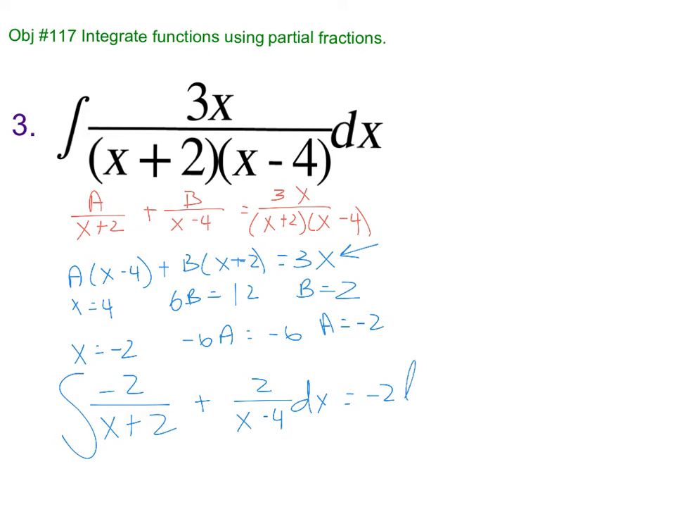Antiderivative: negative 2 ln of (x plus 2) plus 2 ln of (x minus 4) plus C. And you actually can put that together, because plus is times, so we could do some weird, crazy things with that if you wanted to. I'm too lazy to do that, though.